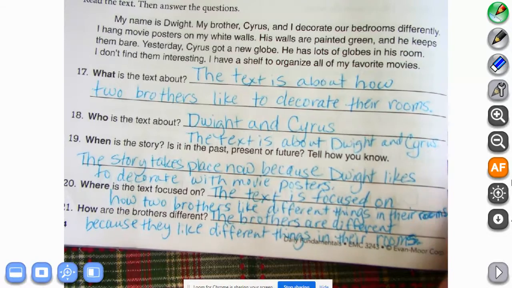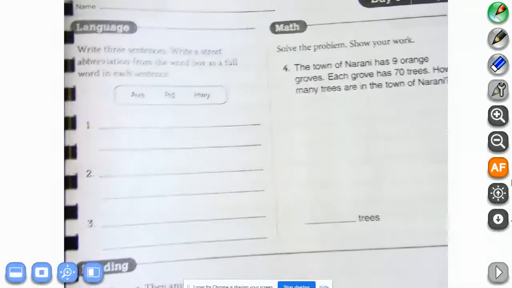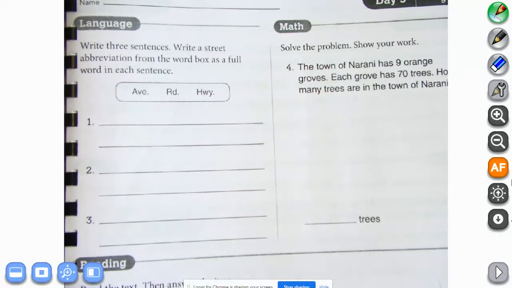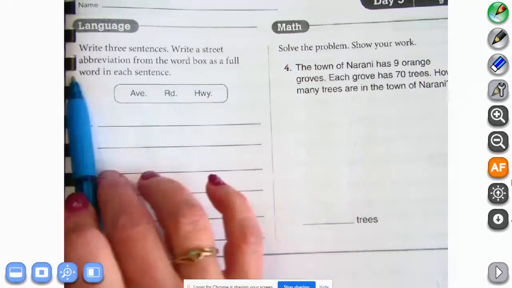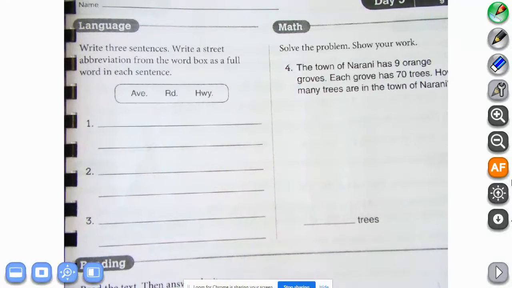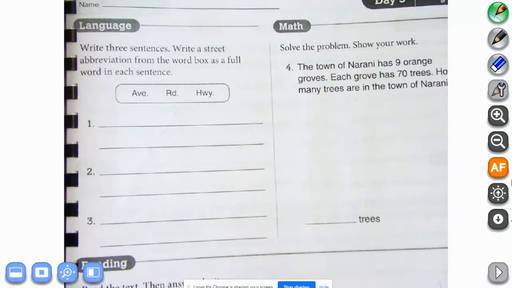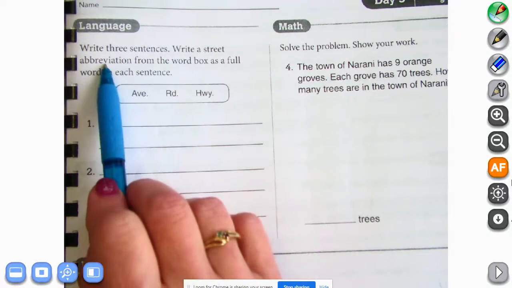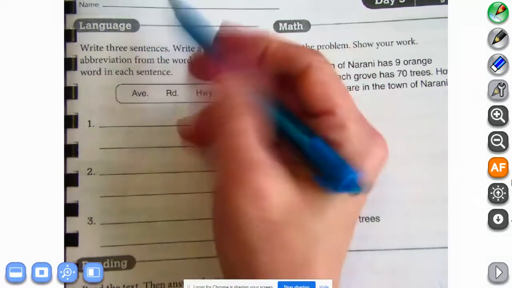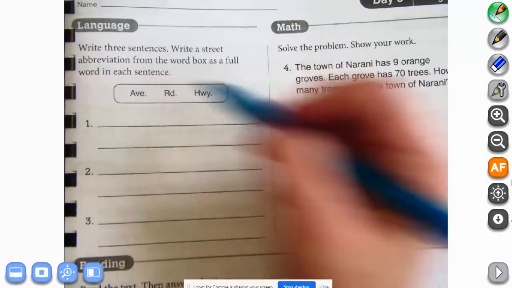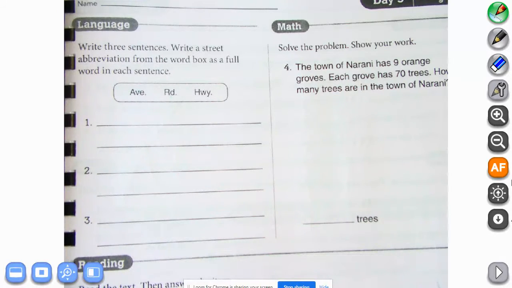I'm going to go ahead and flip to page 55. Ready? All right, page 55. It says, write 3 sentences. Write a street abbreviation from the word box as a full word in each sentence. This is avenue, road, and highway. So if you live on avenue or on road or on highway, you're going to use these abbreviations to include in your sentences. Okay?